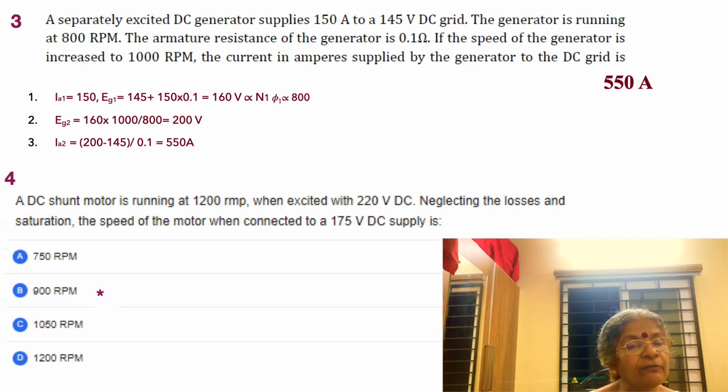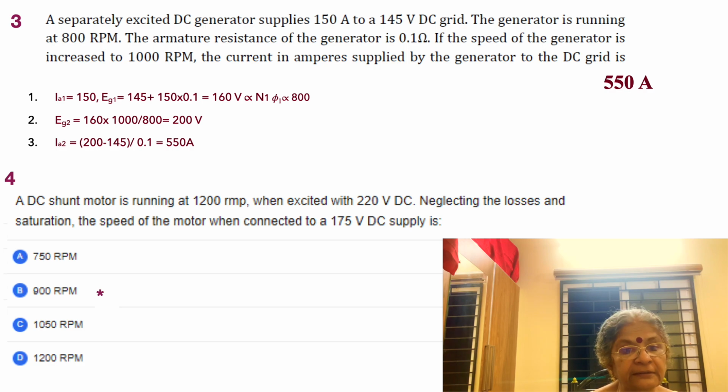So what do we have here? We have Ia1 is equal to 150, Eg1 is equal to 145 plus 150 into 0.1, which was discussed earlier, which is equal to 160 volt, and this is proportional to both N1 and Phi1. We earlier said that this is a separately excited machine, so Phi1 remains constant. Phi1 and Phi2 are the same, for 800 rpm as also for 1000 rpm. So next is Eg2, and we have 160 is proportional to 800.